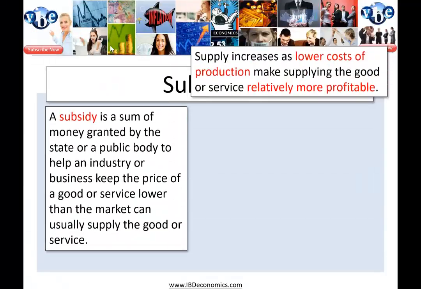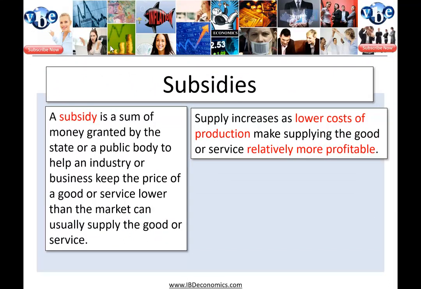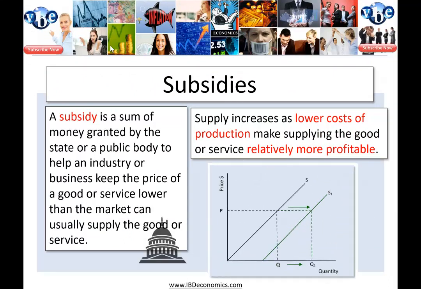Subsidies, a definition. This is a sum of money granted by the state to help an industry or business to keep the price of a good or service lower than the market can usually supply the good or service. Now, supply will increase with a subsidy because a subsidy will lower the cost of production, making supplying the good or service relatively more profitable. A subsidy will increase supply, and a withdrawal of a subsidy will decrease its supply.